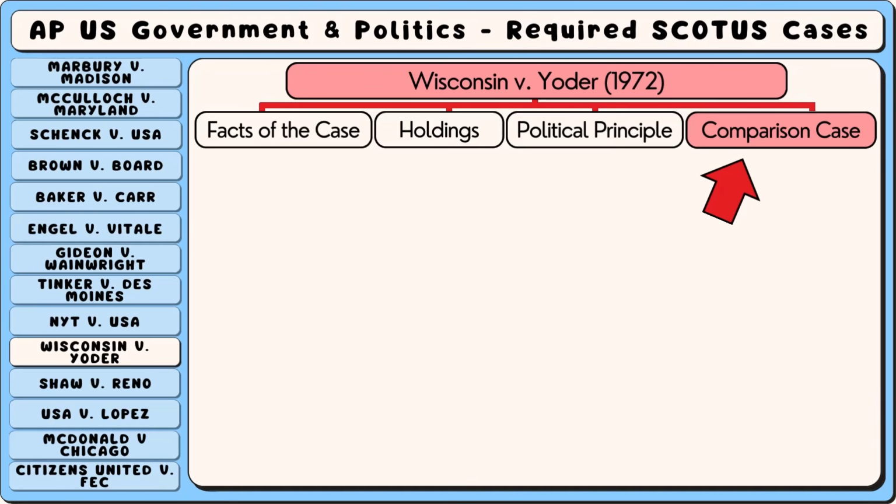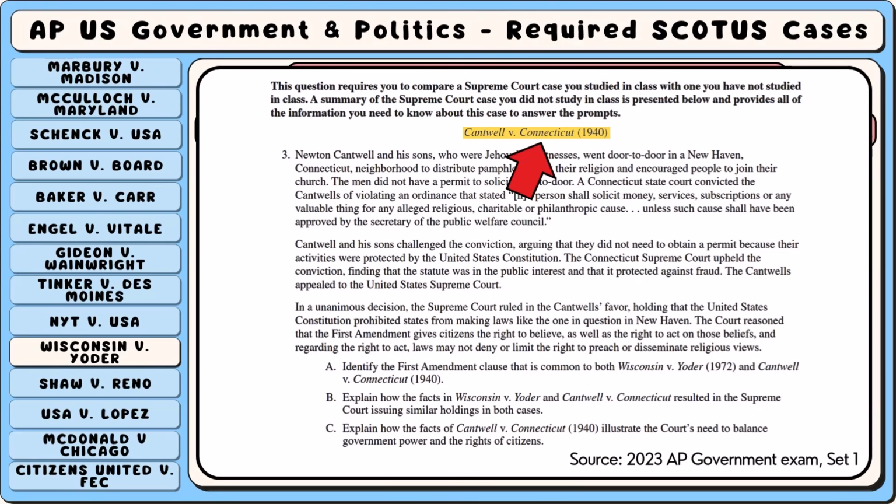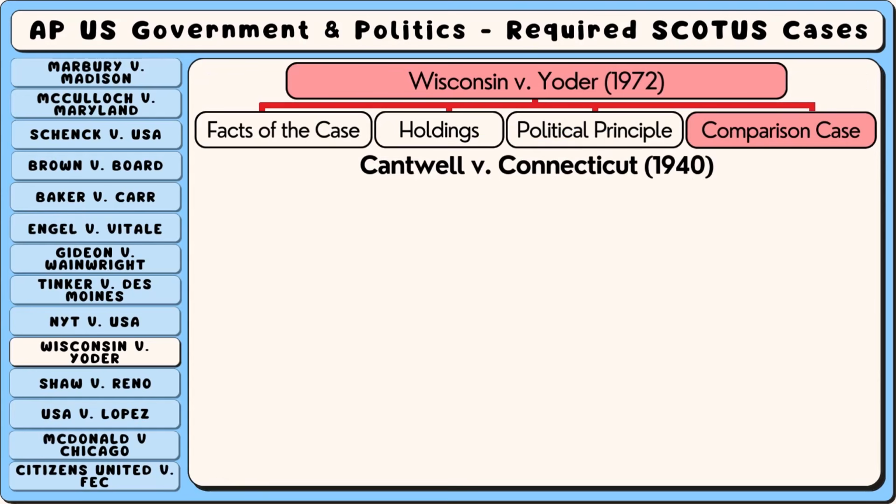Now let's look at one non-required comparison case to see how you could compare Wisconsin versus Yoder to another case in the exam. We will look at Cantwell versus Connecticut, which went before the court in 1940 and was the non-required case that students had to compare to Wisconsin versus Yoder in Set 1 of the 2023 AP exam. The exam asked students to identify the First Amendment clause common to both cases and then identify the similar holdings between the two cases. So here's what happened in Cantwell versus Connecticut.